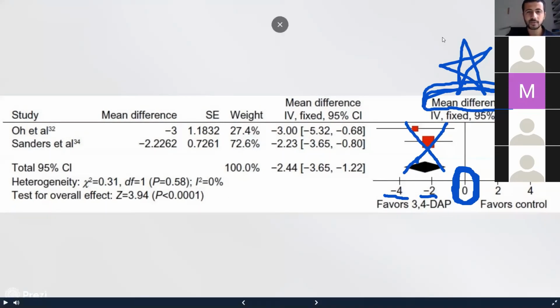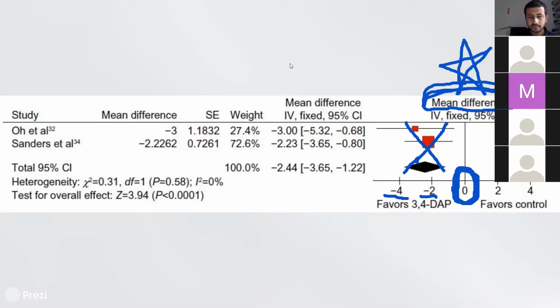That is close to be the answer. We compare OR there, here we compare RR. RR and OR are compared to 1. Okay, but why are we comparing to 0 right here?